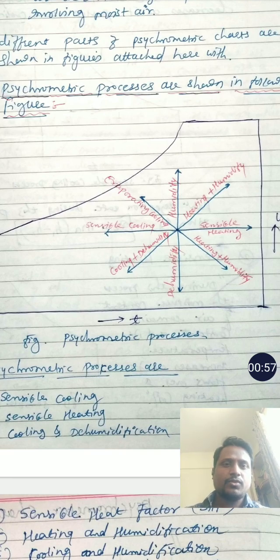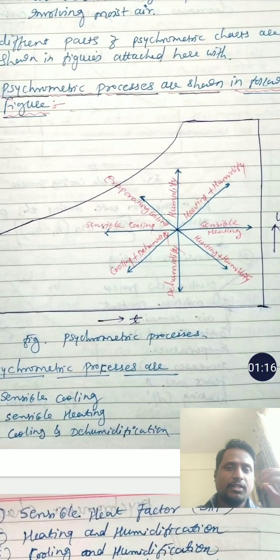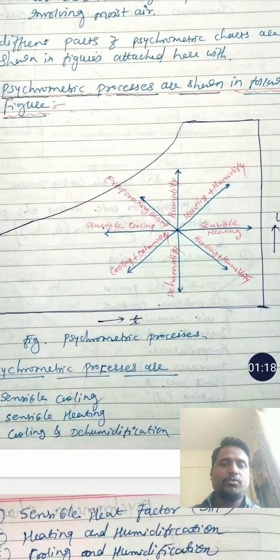Here on the positive x-axis there is a sensible heating process, and on the left side there is a sensible cooling process. If you see carefully, in the sensible heating process, the dry bulb temperature is increasing and the humidity ratio remains constant. And in sensible cooling, that is on the negative x-axis, the humidity ratio remains the same, but the temperature decreases.